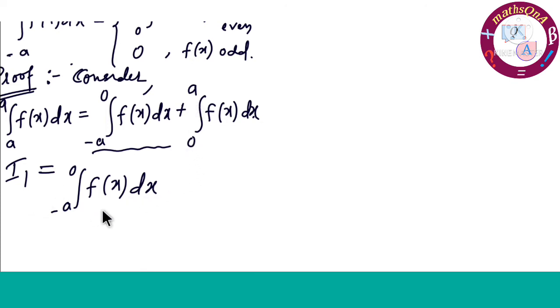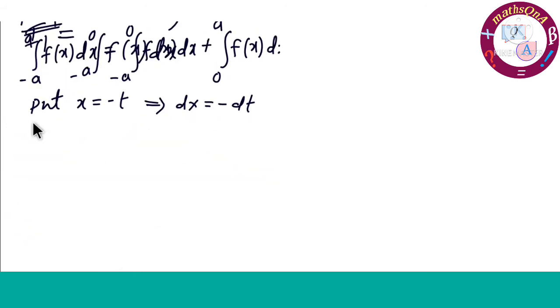In this integration we have to change the limits minus a to 0 into 0 to a. To convert, we have to simplify I1. So put in I1, x is equal to minus t. Then differentiate, so dx is equal to minus dt. In place of dx you have to put minus dt in I1.